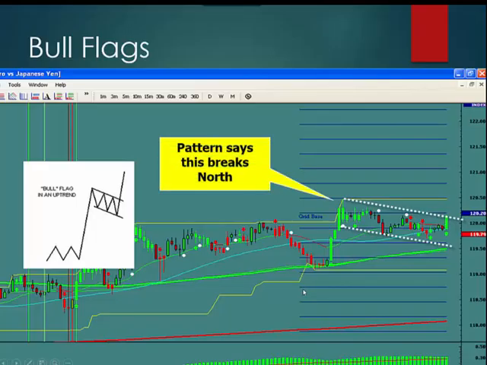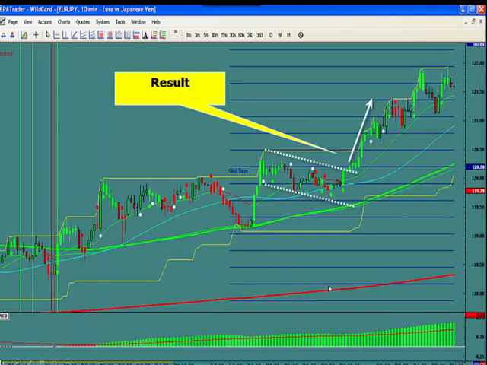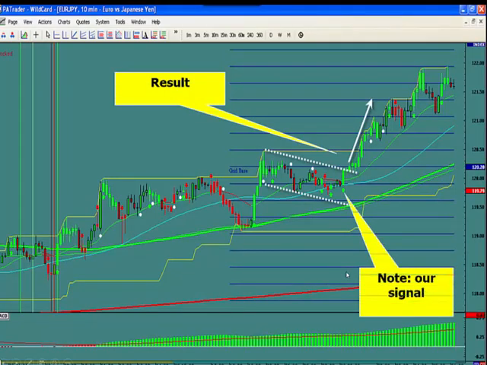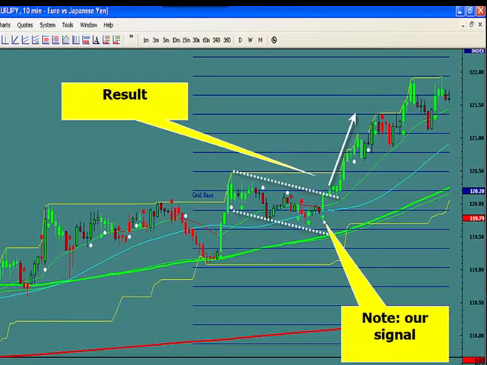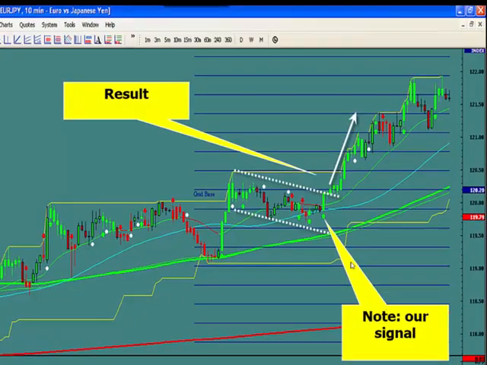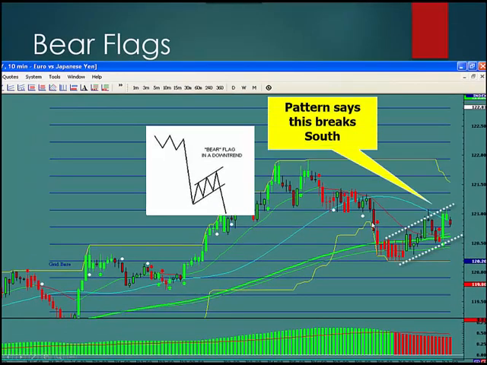So here's a bull flag. This little thing right here comes from chartpatterns.com, telling you that a bull flag in an uptrend breaks to the north. So this pattern says we're going to break to the north. So there's the result. It breaks to the north, and you can see our signal right there, even before it broke out. See that? Now here's a bear flag to the south.